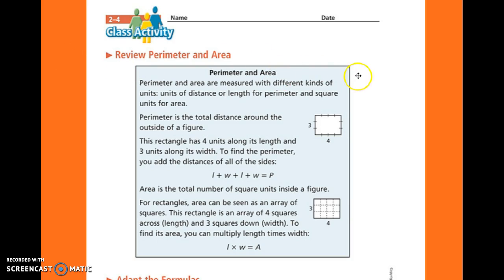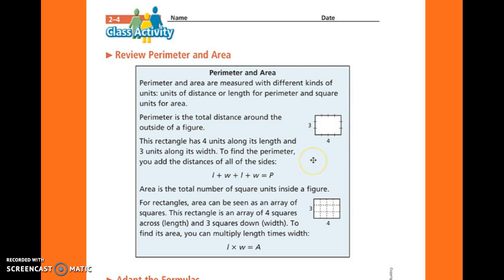All right, so we're going to start with a quick review of perimeter and area. Perimeter and area are measured with different kinds of units. Units of distance or length for perimeter and square units for area. Perimeter is the total distance around the outside of a figure. So when we measure perimeter, we're measuring the outside of the shape.